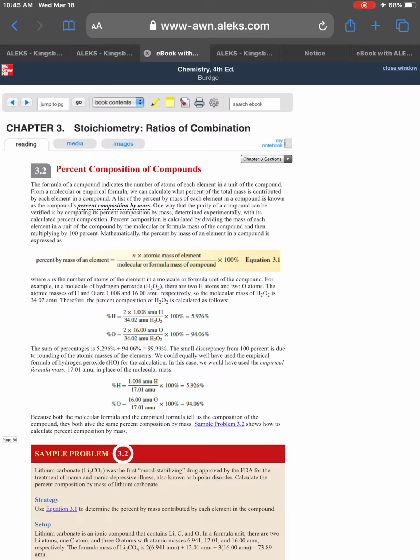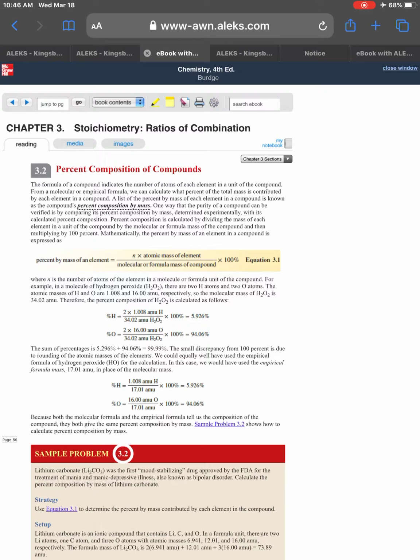Here's a reading of section 3.2, percent composition of compounds. The formula of a compound indicates the number of atoms of each element in a unit of the compound. From a molecular or empirical formula, we can calculate what percentage of the total mass is contributed by each element in a compound. A list of the percent by mass of each element in a compound is known as the compound's percent composition by mass.